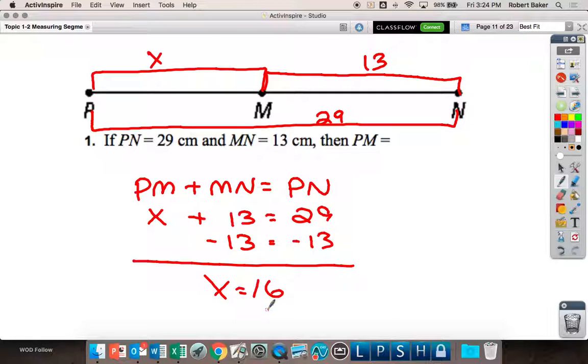PM. Okay? And I still get to flex on you guys and say you're wrong. But why are you wrong? Perfect. It's not 16 unicorns, it's not 16 puppy dogs, it's 16 centimeters.